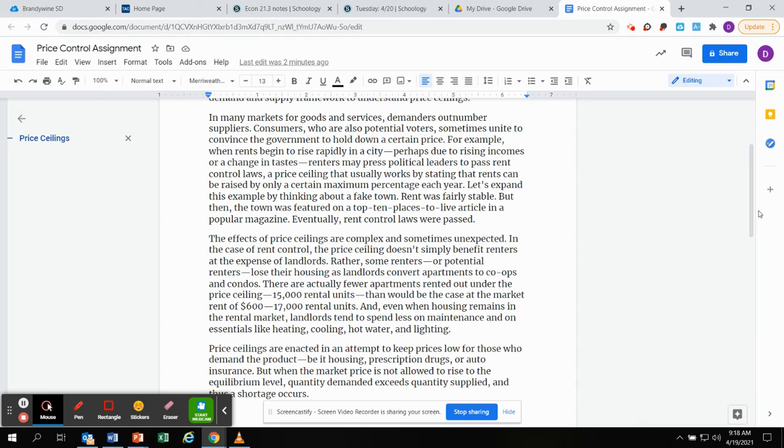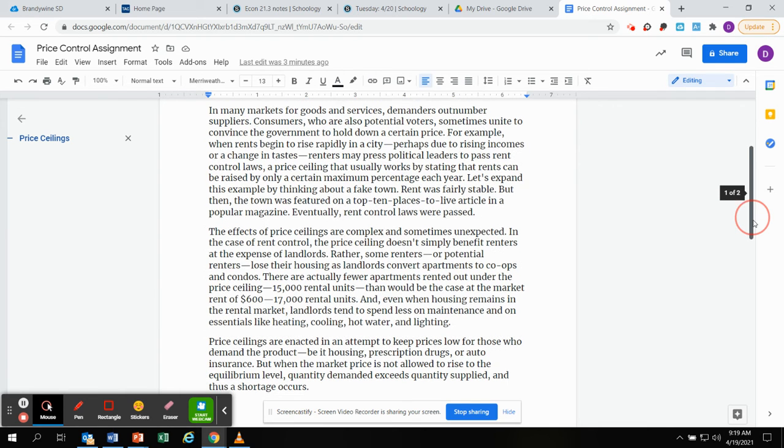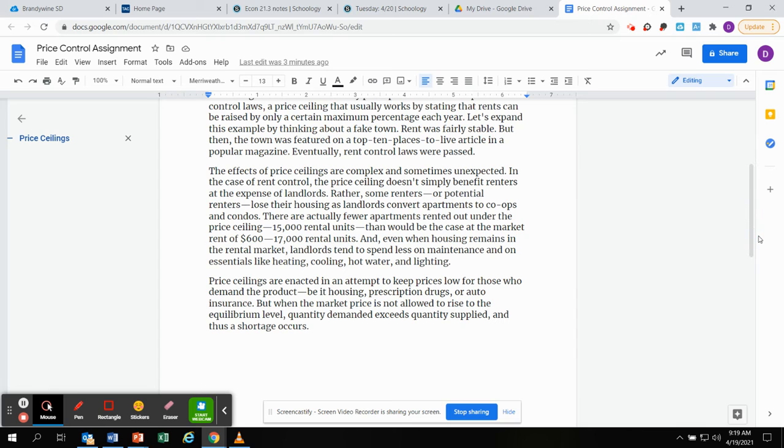Let's expand this example by thinking about a fake town. Rent was fairly stable, but then the town was featured on a top 10 places to live article in a popular magazine. Eventually, rent control laws were passed. So, what that is saying is that a price ceiling means that they can only raise the rent a certain percentage each year. So, a person who rents out their apartment can't raise their rent by $3,000 whenever they want. It has to be a certain amount each year. There's a maximum amount. The effects of price ceilings are complex and sometimes unexpected.